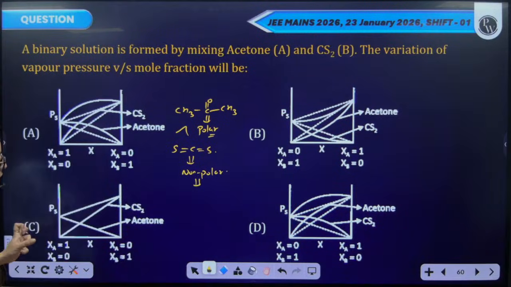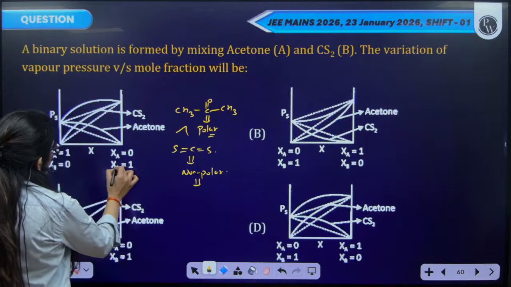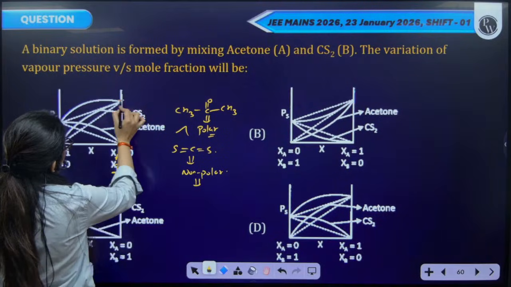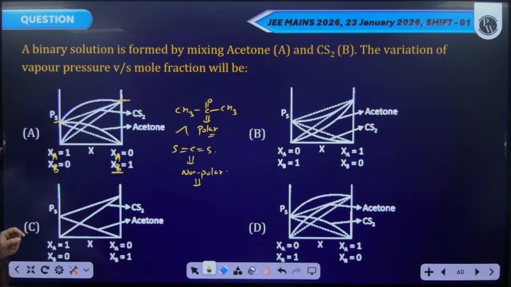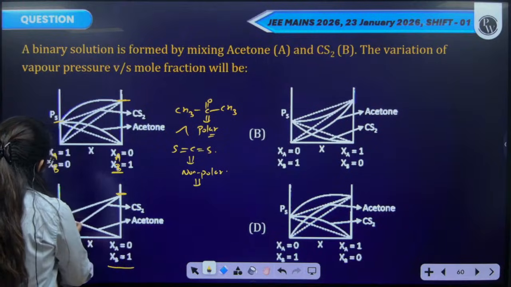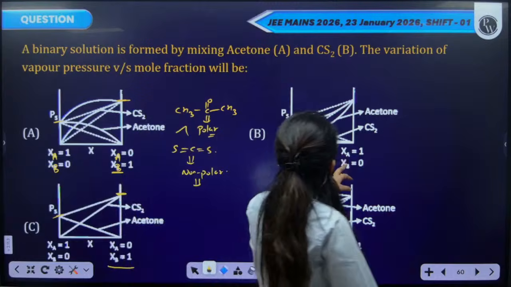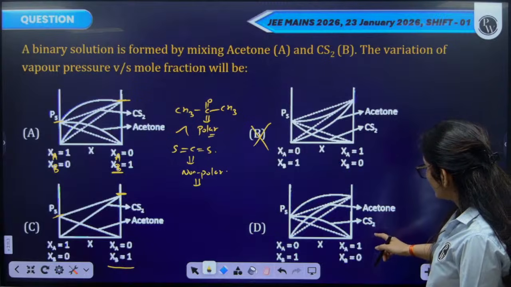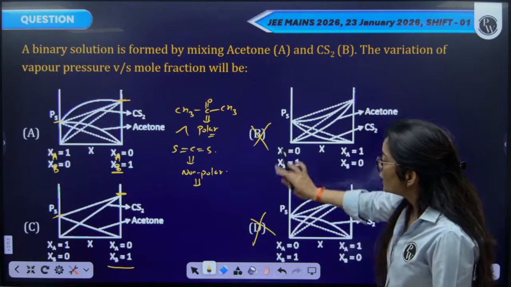So you have to check those options in which the CS2 vapor pressure will be greater as compared to the acetone. Just check it out. In this option, this is XB, this is XA. Then again this is XB, this is XA. Here you can see CS2 has more vapor pressure and acetone has lower vapor pressure. You can check other options as well. In this option as well, XB has more, CS2 has more vapor pressure. Here you can see acetone has more vapor pressure, so B will not be an option. And here again acetone has more vapor pressure. So B and D can't be options.